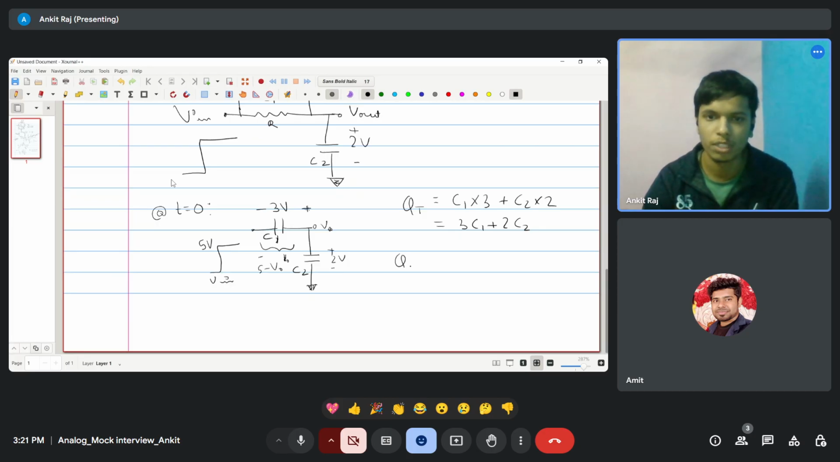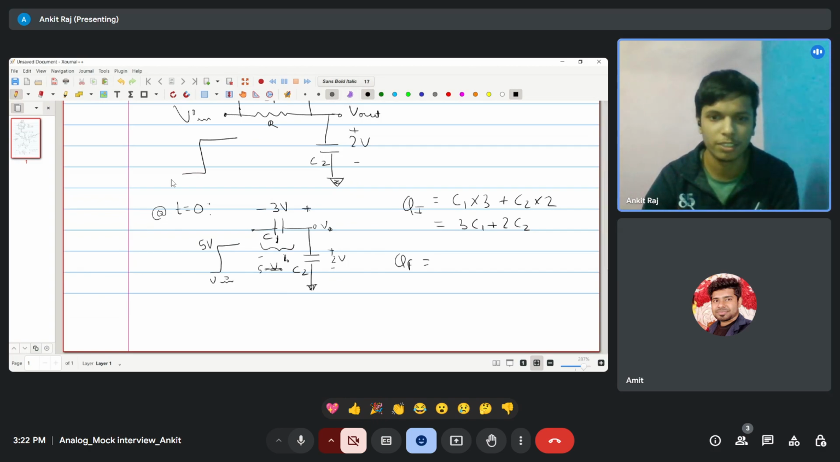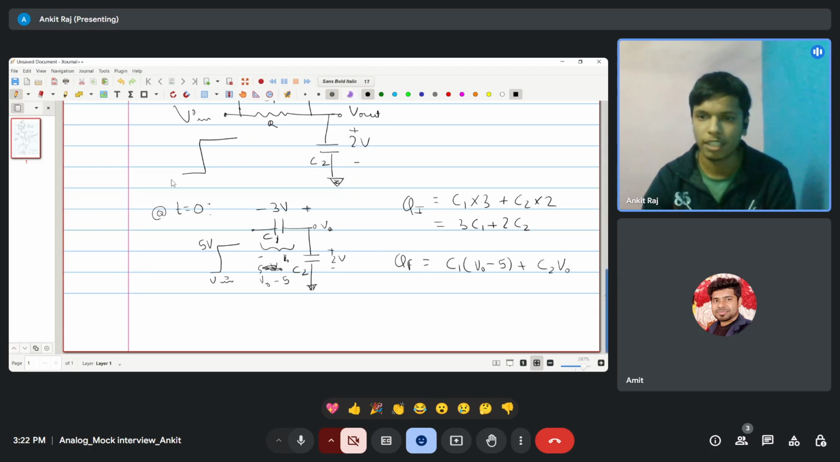So now if I write the final charge. Is it 5 minus V naught or V naught minus 5? Yes sir, it remains V naught minus 5, I'm taking it from here. So the final charge is C1 (V naught minus 5) plus C2 V naught, and this V naught is at 0 plus. From here we can calculate by equating them.